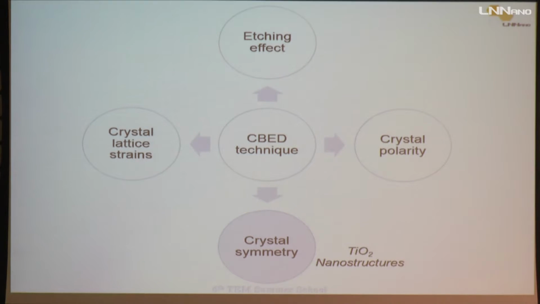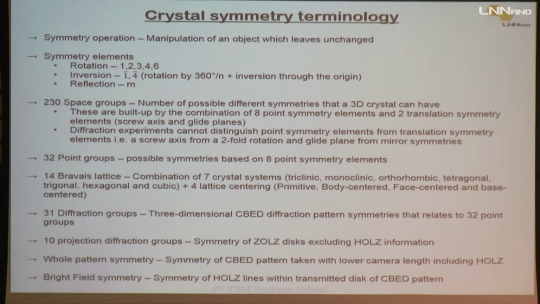The next topic is crystal symmetry. Here I will be explaining the point groups and space groups of a crystal. Before going into it, I need to give you some terminology that is really important for understanding crystal symmetry. What exactly does a crystal symmetry operation mean? It means manipulating an object in a way that leaves it unchanged, which is generally considered a symmetry operation.